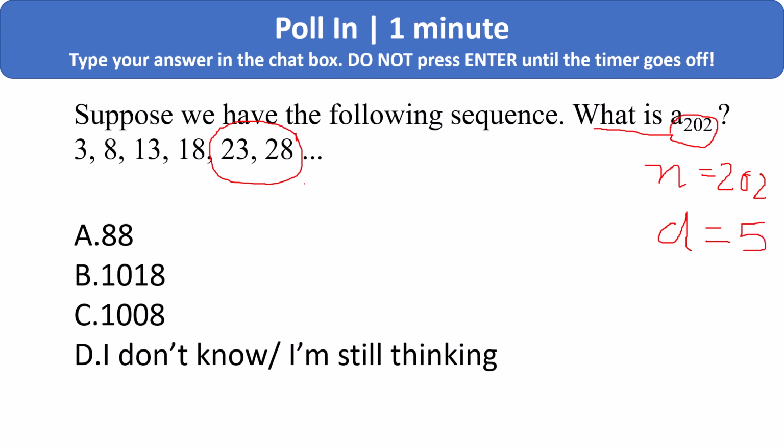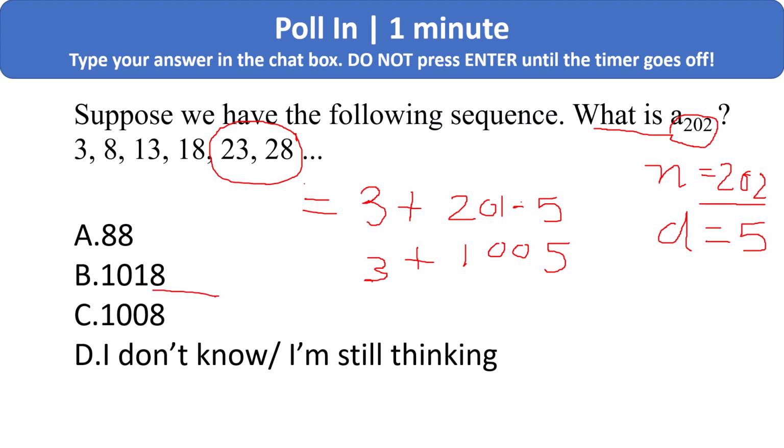So we'll plug that into the formula. We're finding A sub 202, so the 202nd term, is equal to the first term, that's 3, plus n minus 1. So 202 minus 1 is 201 times 5. 201 times 5 is 1,005. Add 3 to that, and your answer is C, 1,008.